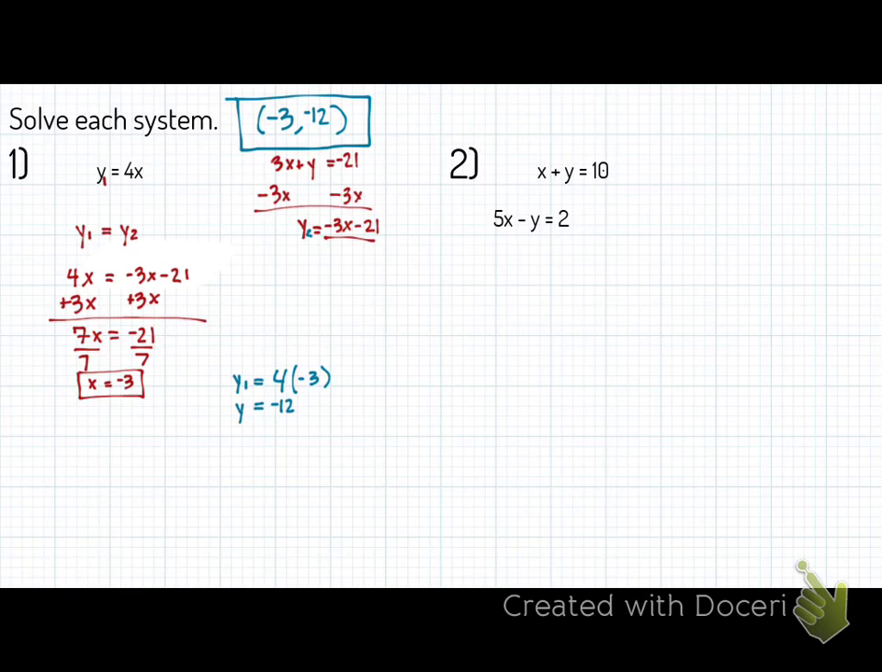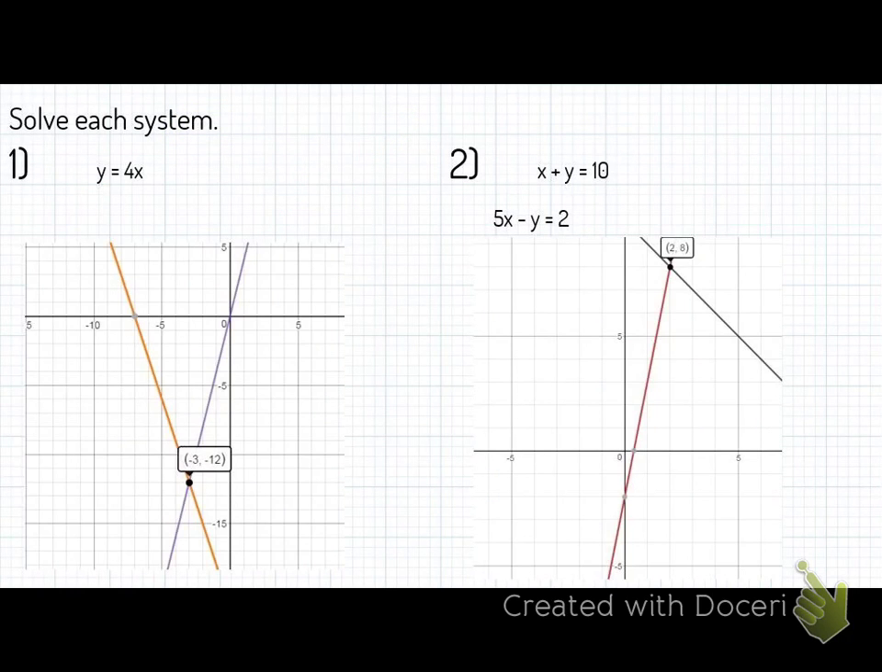Alright? And if you didn't believe me, well, I'll show you in a moment. Well, actually, I'll show you now. Sorry, couldn't make up my mind. I was going to show you later, but I want to show you now. But you see how my answer up here is negative 3, negative 12? Check this out on my next slide. Hey, look at that. This answer for number 1, what's the answer I have if I were to graph it? Negative 3, negative 12. Y'all see that? So that's kind of cool.